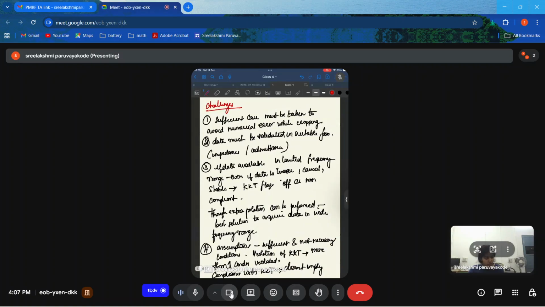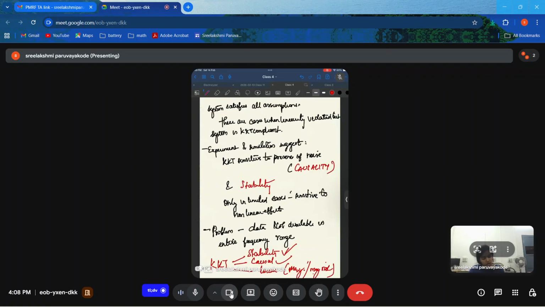The first challenge is that cropping comes with its own problems. Then data must be validated in a suitable form, impedance or admittance. With a limited frequency regime, if data is available, you can flag it off as non-compliant. So you may either need to acquire data over the entire range, or we may need to extrapolate. These are sufficient and not necessary conditions. There are cases when linearity is violated even though the system is KKT compliant. KKT is also sensitive to the presence of noise. So these are the challenges of KKT.